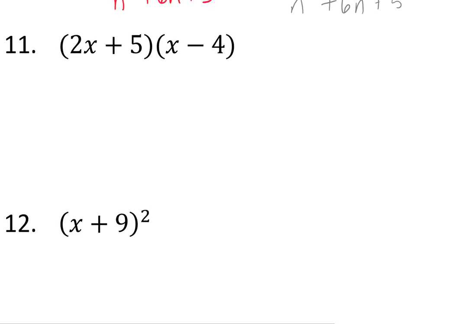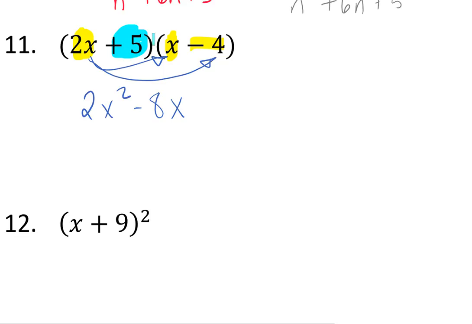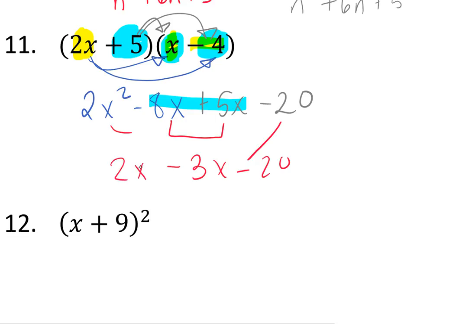We're going to multiply it to both x and negative 4. So 2x times x is 2x squared. 2x times negative 4 is negative 8x. We're going to take 5, distribute to x and negative 4. So 5 times x is plus 5x. 5 times negative 4 is negative 20. And again, we have like terms right there. So negative 8 plus 5 is negative 3x. And then we bring down the negative 20, and then the 2x squared.